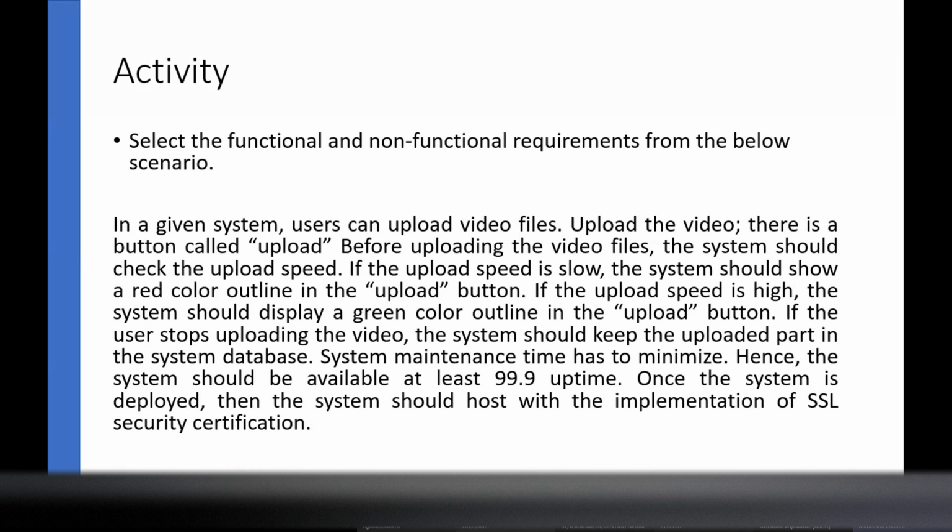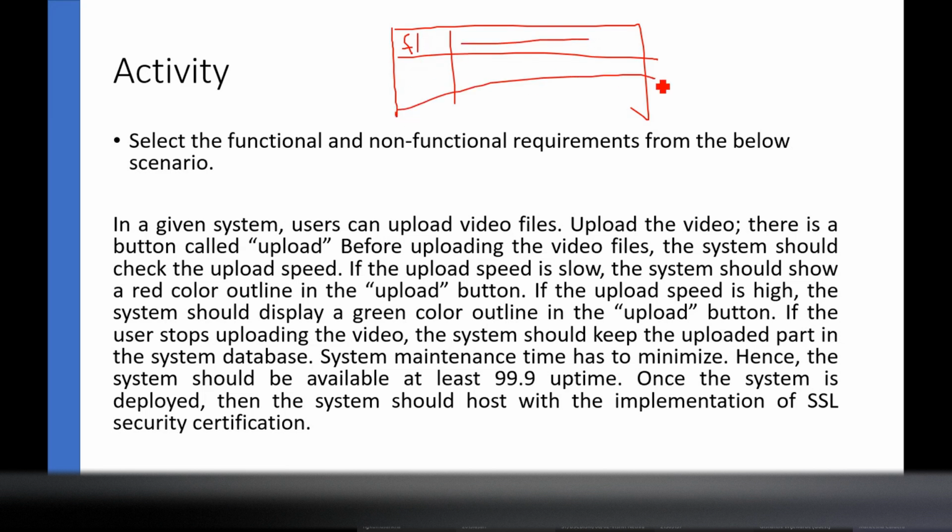Right. Now I have given another story. This story or scenario contains both functional requirements and non-functional requirements. Now you have experienced how to write the functional requirements. What you do is write functional requirement 1, then the description. Same way, you will add some more functional requirements.